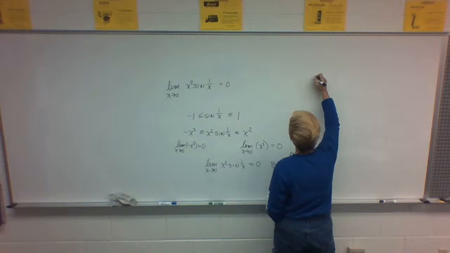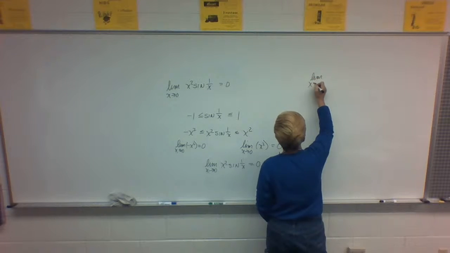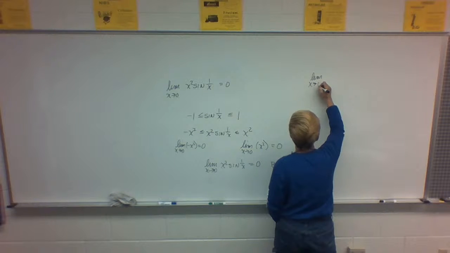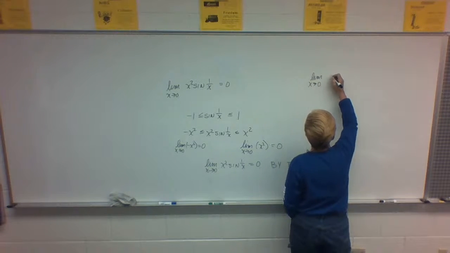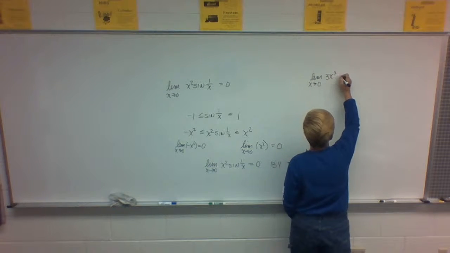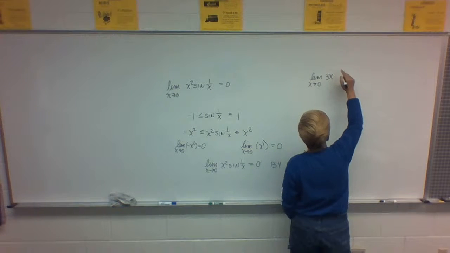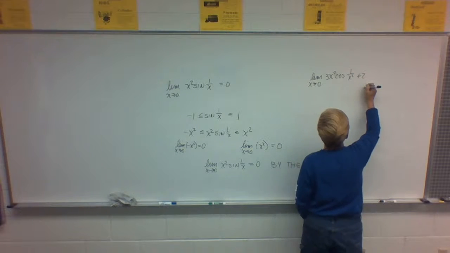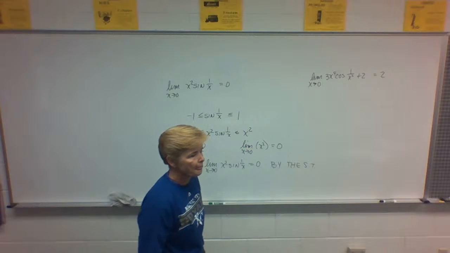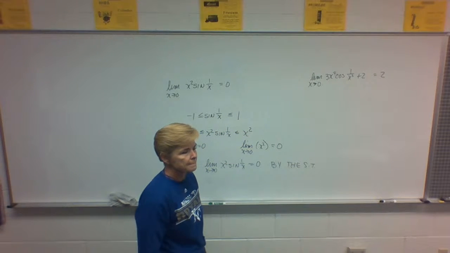I want to show that the limit as x approaches 0 of 3x to the 4th cosine of 1 over x squared plus 2 equals 2. I have to use an even power, so I can't do x to the 3rd. I'm going to show you. Oh dear. Guys, this isn't even that bad.